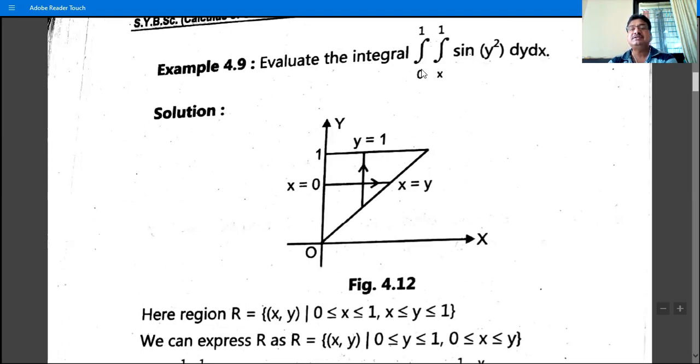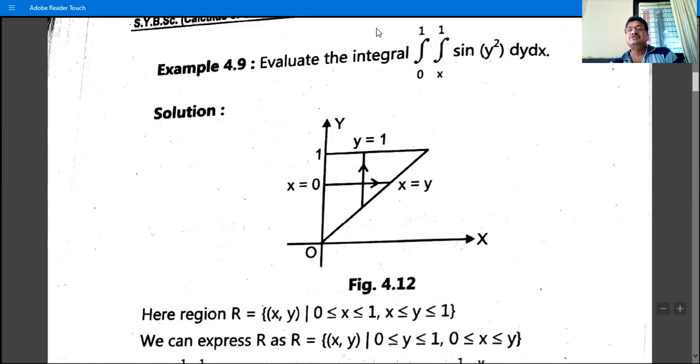So this is such a type of example, where there is no instruction to change the order, but we have to change it, because the integration of sine y squared with respect to y is somehow complicated. That's why we have to integrate with respect to x first. Okay, so we have to change the order of the integration.